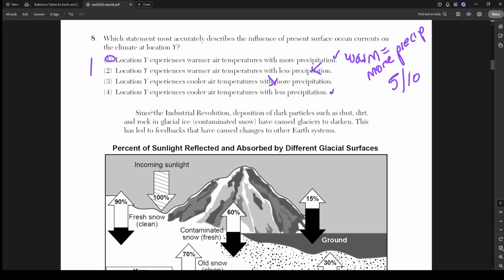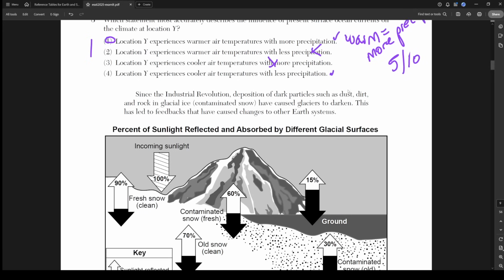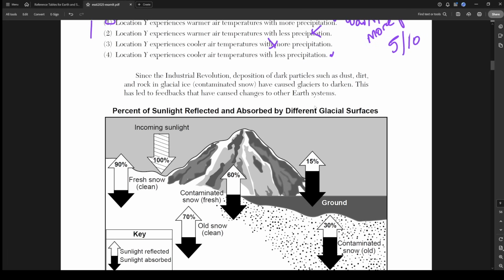All right. Since the Industrial Revolution, deposition of dark particles such as dust, dirt, and rock in glacial ice, contaminated snow, have caused glaciers to darken. This has led to feedbacks that have caused changes to other Earth systems. Okay. So glaciers are darkening because of dust and dirt from pollution.